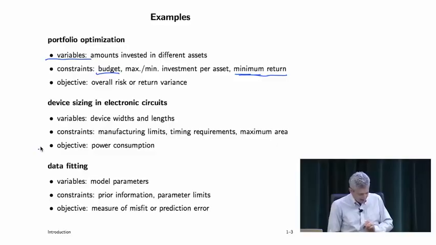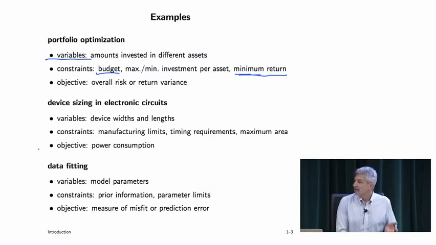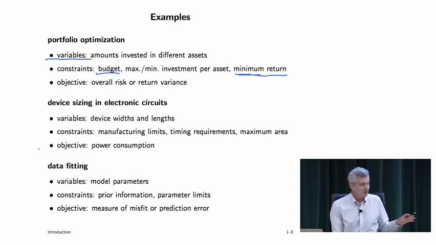Next one is device sizing. I guess that's from virtual to physical, right? So here the variables are the device widths and lengths. All of you have lots of electronics on you right now, and all of it was at some point designed by someone. In particular, the widths and lengths of all the devices were chosen. The lengths, in digital circuits, are often chosen to have the minimum possible value for that technology. Actually, not always, but usually.